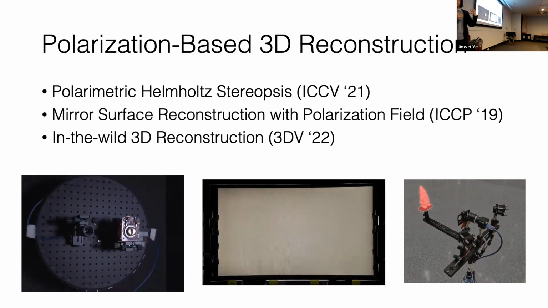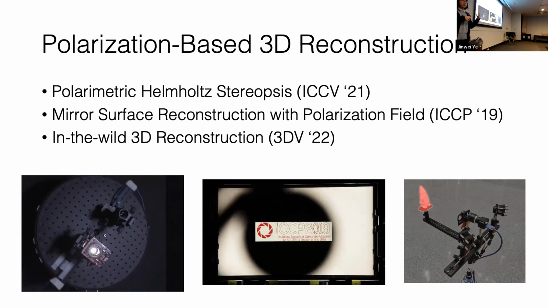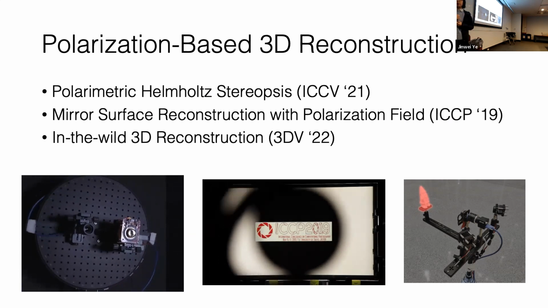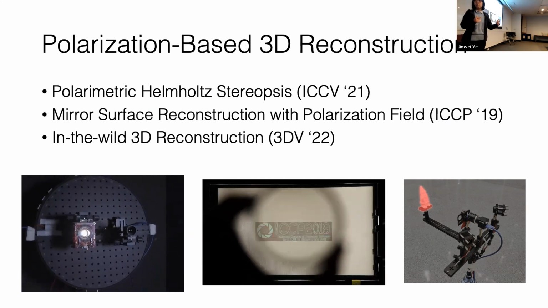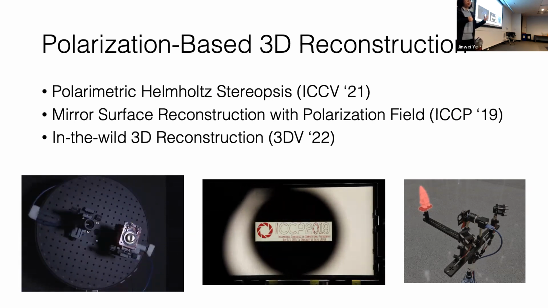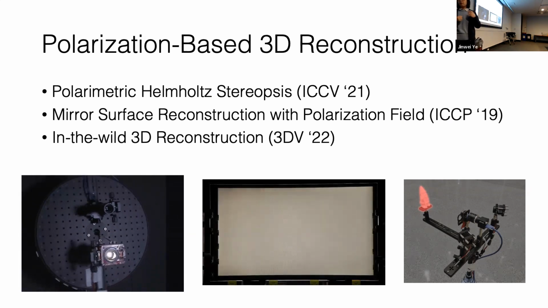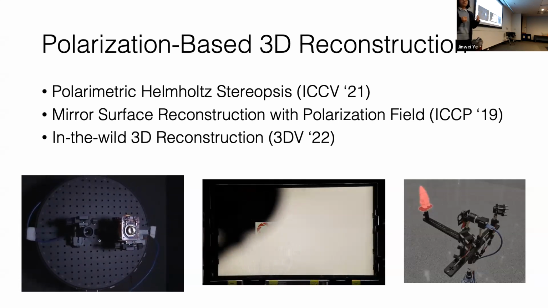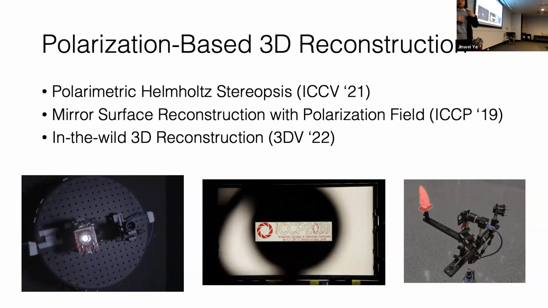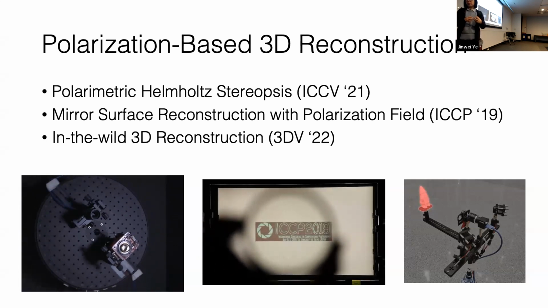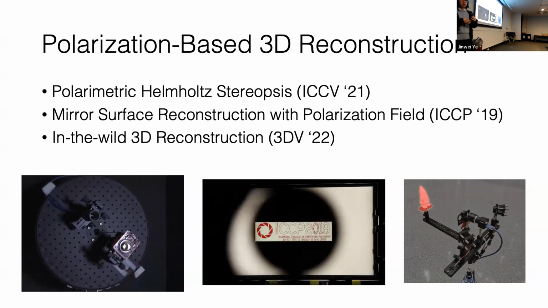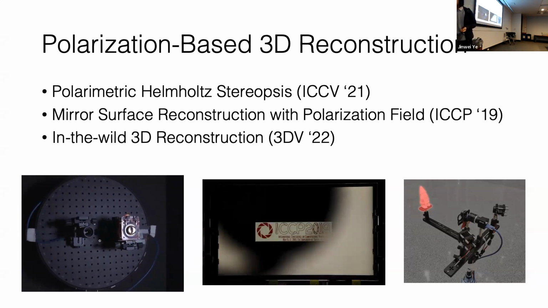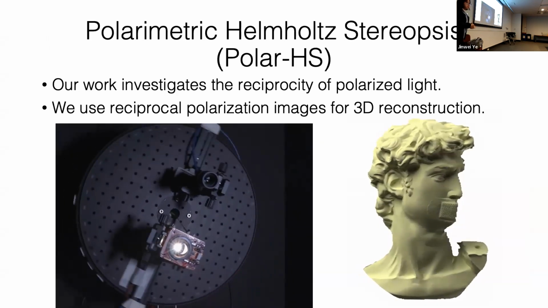So in the first work, I'm going to show you how to use the reciprocity property of polarized light for high quality 3D reconstruction. And in the second work, I'll show you how to do mirror surface reconstruction using a specialized polarization display, what we call a polarization field. And then finally, I'll show you a work on in-the-wild 3D reconstruction, basically by using polarization cameras and light sources in uncontrolled environments. So let's start from the first work.